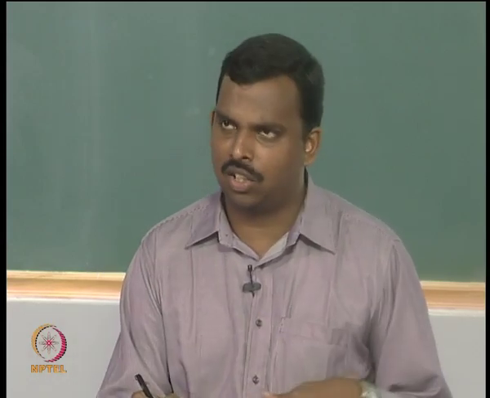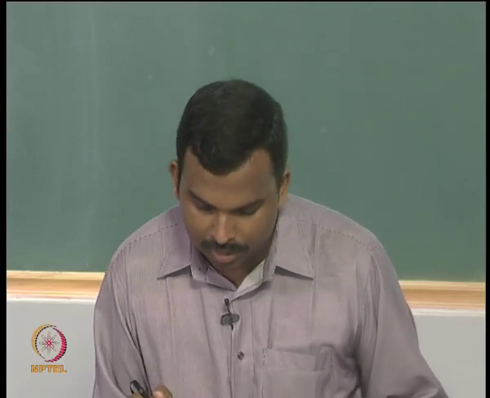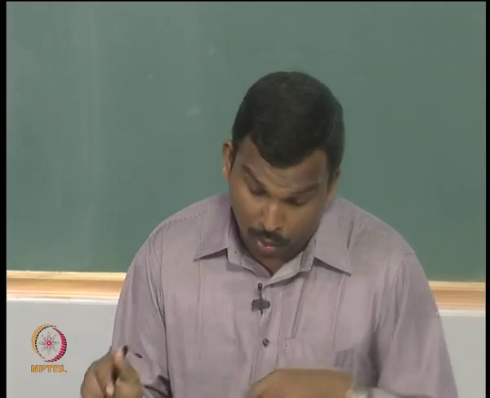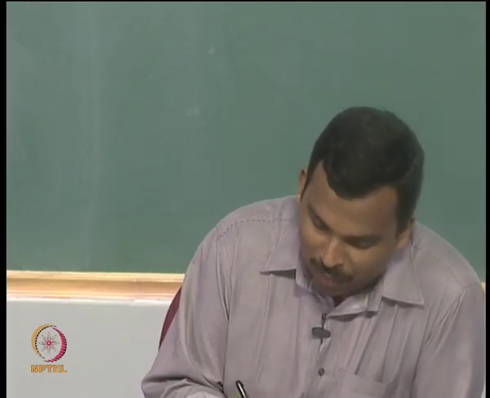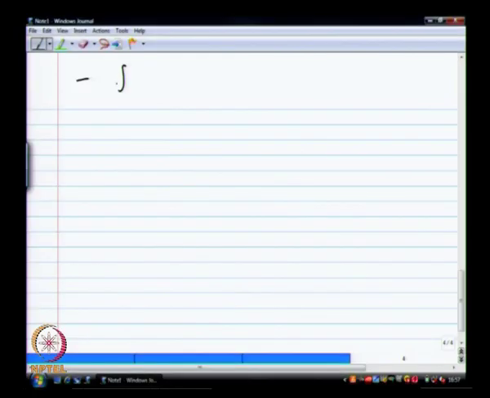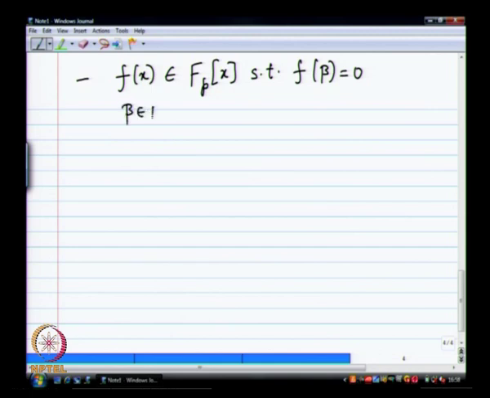So let's stop with this for minimal polynomials. There's one more result I have to give you. I'm sorry about that. Let's finish that final result. If you have a polynomial f of x which belongs to Fp[x], such that f of beta is 0, remember beta is some element of F p power m.